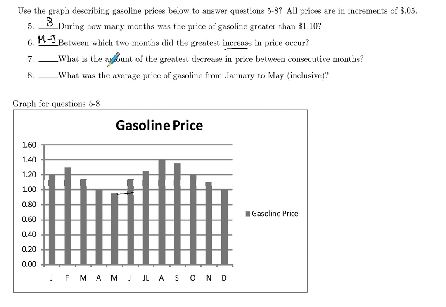What is the amount of the greatest decrease? Okay, so that would be a drop, and it's for consecutive months. So we're looking for the biggest drop. So here we were at $1.30, right? And it went down here. That looks like that's about, that's not $1.10, that's about $1.15. So that's a 15-cent drop.